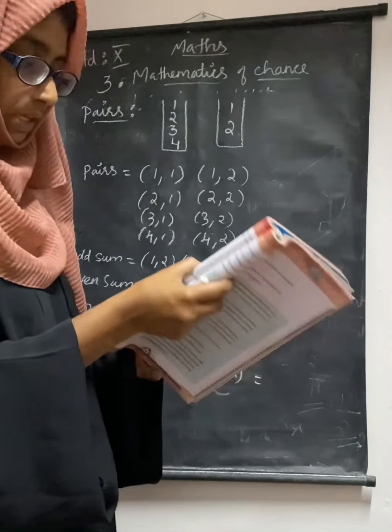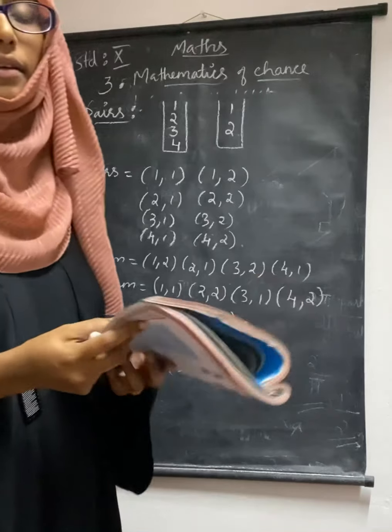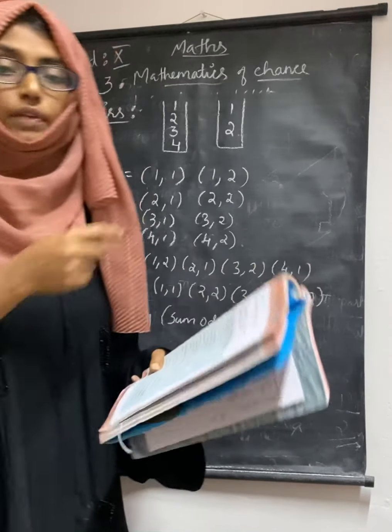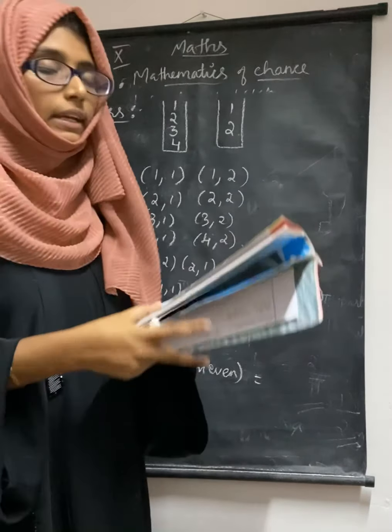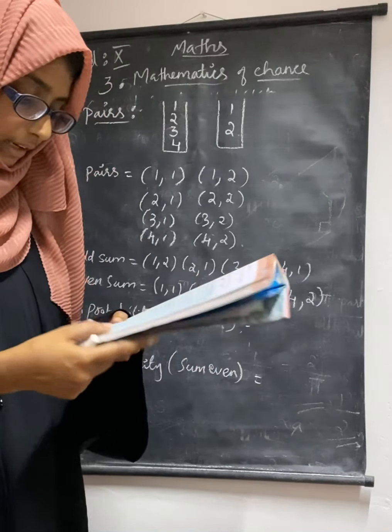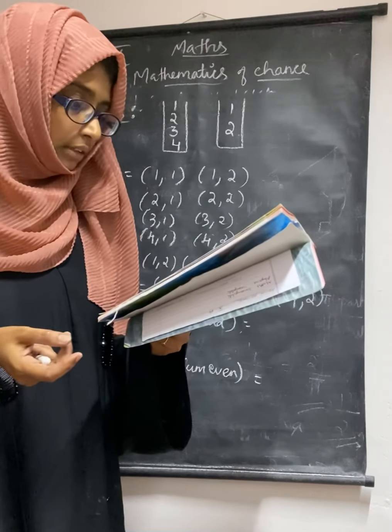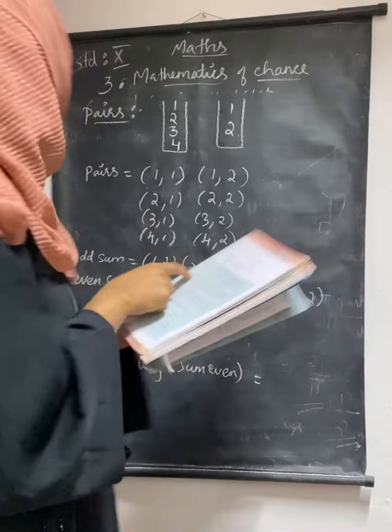Next part from this chapter is pairs. So the heading is pair. So we are making a pair here, which we can explain with one problem itself. So page number 75, question number 2. You can see question number 2.